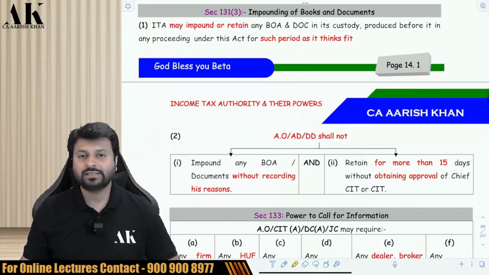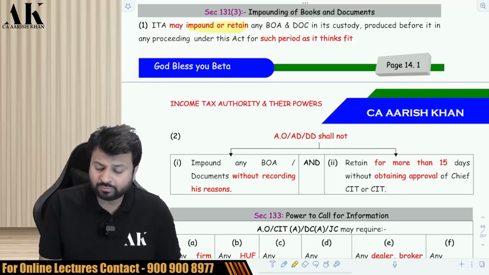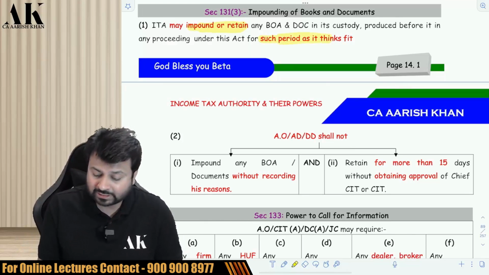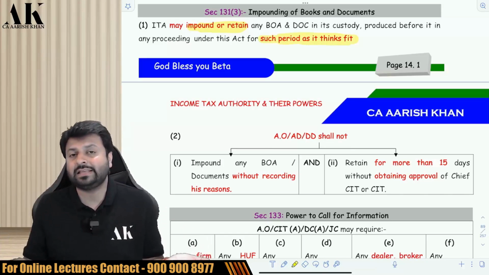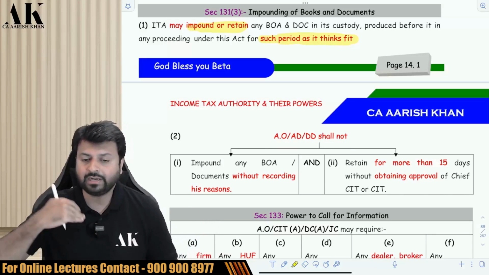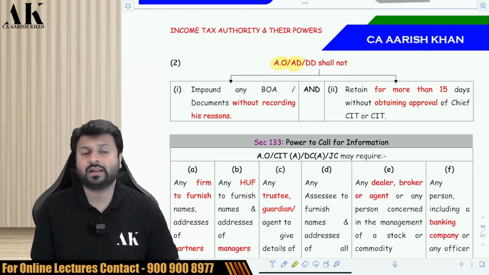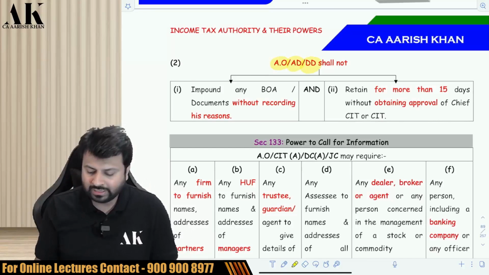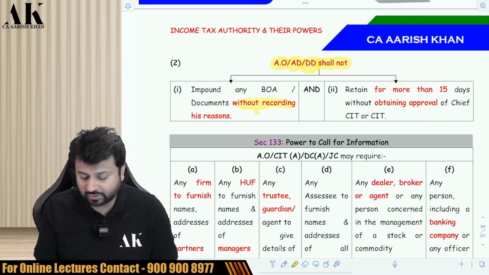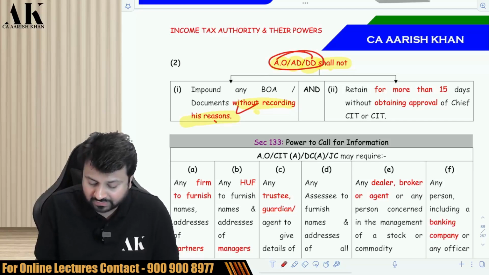Okay, next, can Income Tax Department impound your books of accounts? Yes, why not? They might impound your books of accounts, take them in custody for such period as they think fit. So they can keep it for as much time as they want. But now there is some restriction. If the assessing officer or assistant director or deputy director wants to impound the books of accounts, first of all, they shall not impound the books of accounts without recording the reasons.